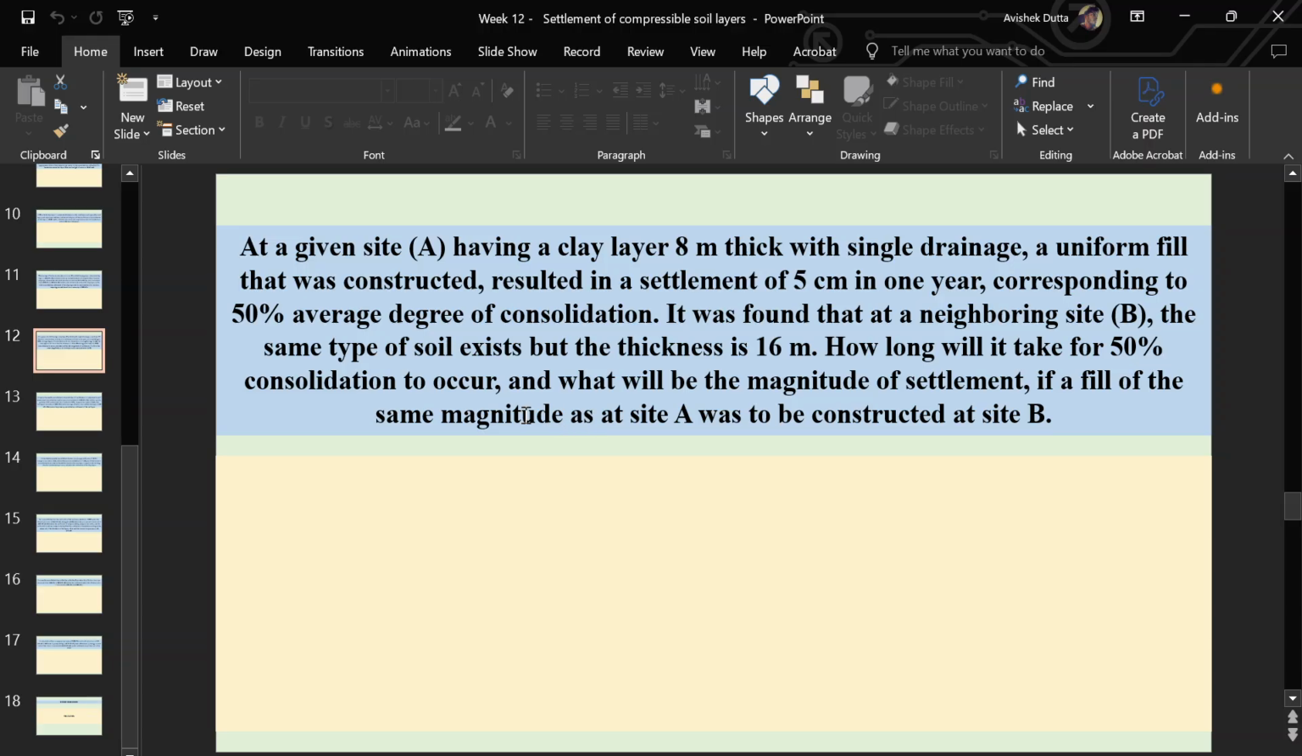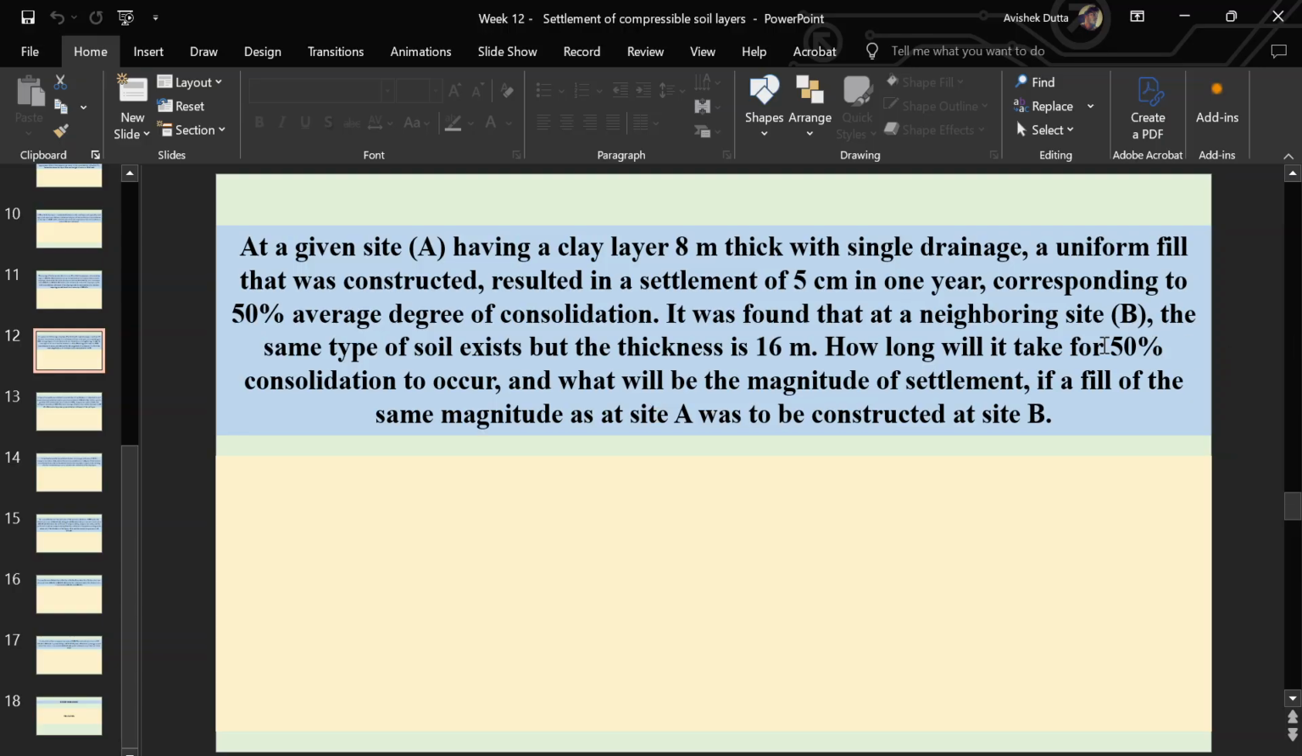If a fill of the same magnitude, yes, the soil layer in site A and site B, they are the same with different thicknesses. Now the settlement and load whatever is resulting in site A, it is because of a particular fill imposed on it, that is giving the stress. If the same fill, that is the same type of overburden stress was there in site B, how long will it take for 50% consolidation to occur?